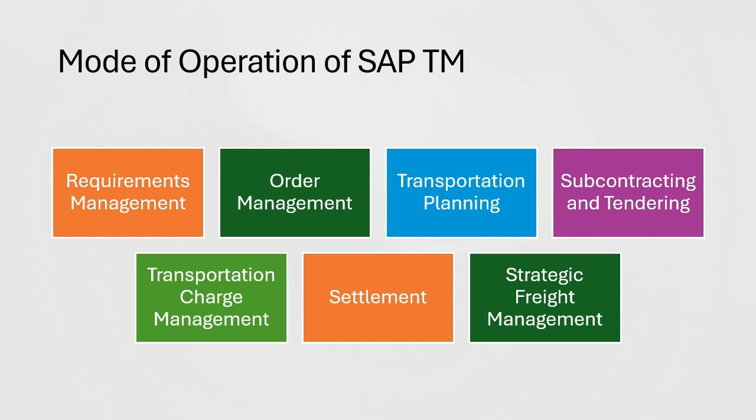So in order management, customer transportation demands create forwarding orders that integrate with change management and assess pricing and compliance requirements. The transportation planning component employs both manual and optimized methods to create a comprehensive transportation plan, while subcontracting and tendering components manage vendor relationships and capacity allocation. Finally, transportation charge management focuses on cost and profitability analysis, which ensures that all the charges are calculated accurately across the different contract types, ultimately facilitating effective settlement and strategic fleet management.